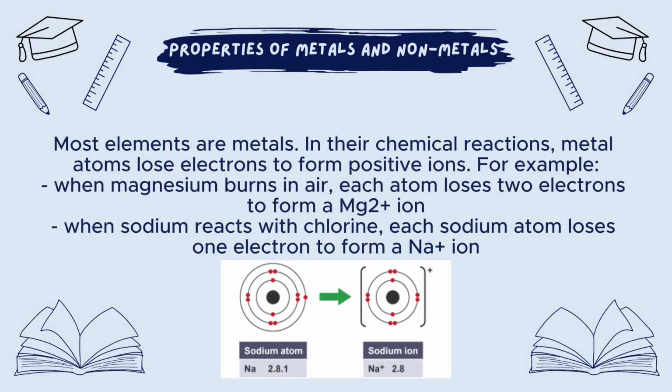Most elements are metals. In their chemical reactions, metal atoms lose electrons to form positive ions. For example, when magnesium burns in air, each atom loses 2 electrons to form an Mg2+ ion. When sodium reacts with chlorine, each sodium atom loses 1 electron to form an Na+ ion.